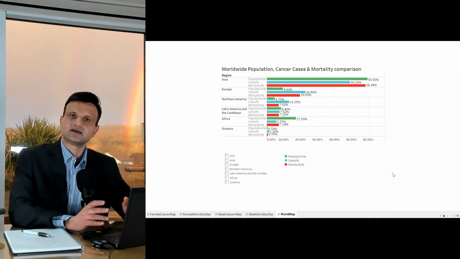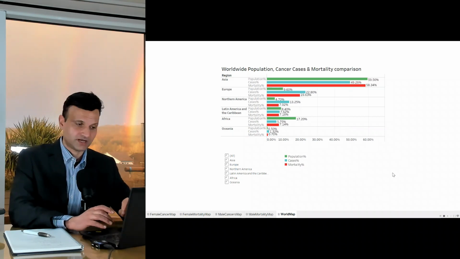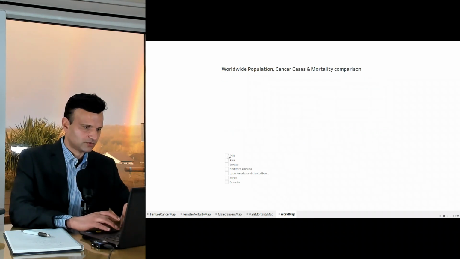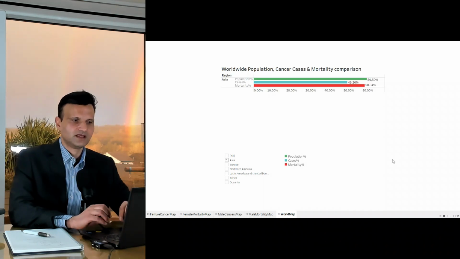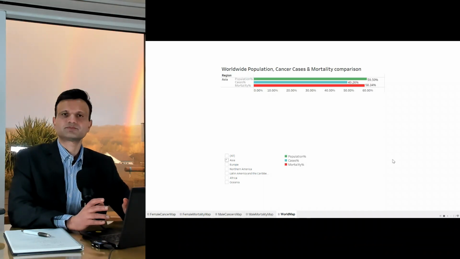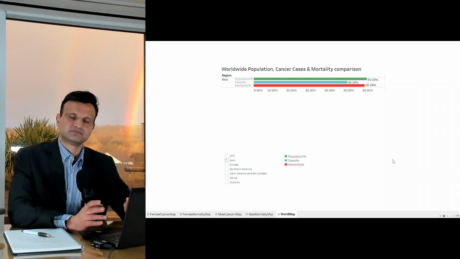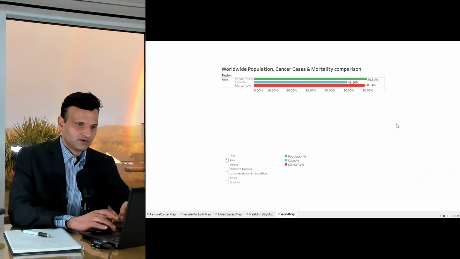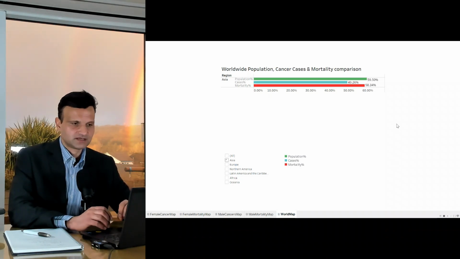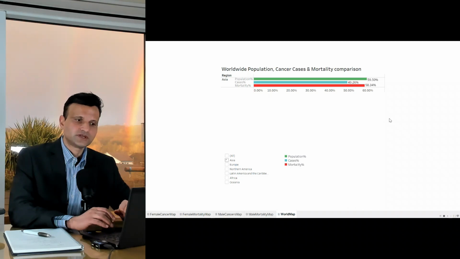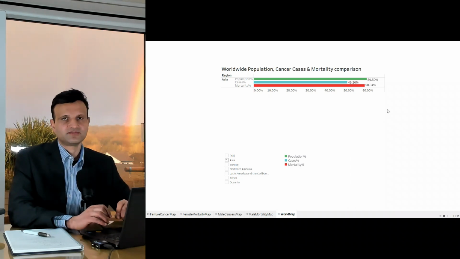Then finally, we are looking at the comparison chart, which is a comparison between all the continents. We are looking at the population, cancer rate, and mortality rate. If I untick all of them and bring Asia in, as everyone knows, the highest population lives in Asia, which is 59.5%. The cancer rate is 49.26%. And mortality, which is very high, 58%.